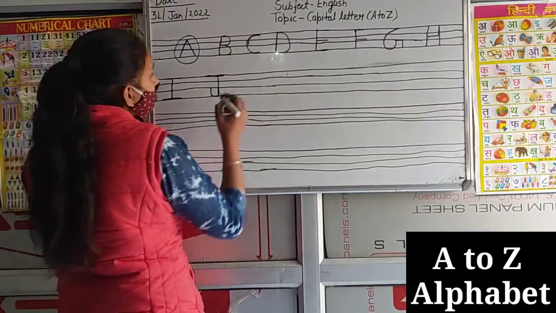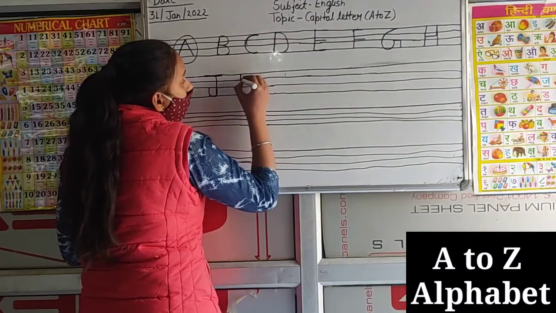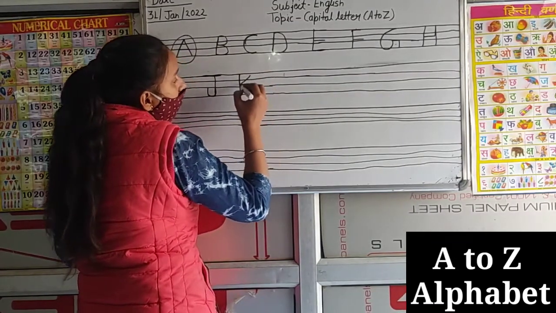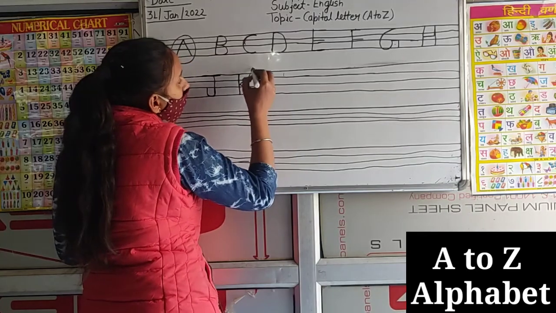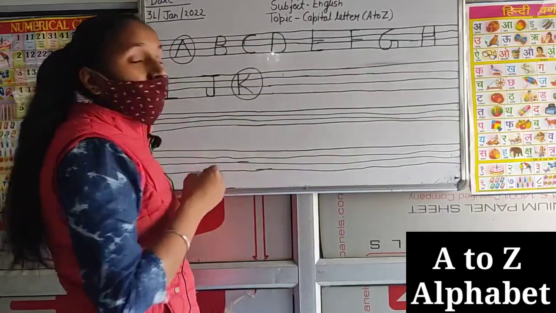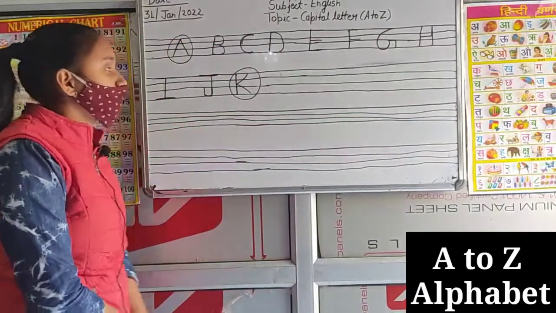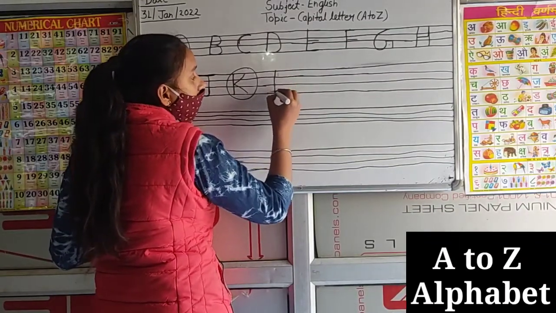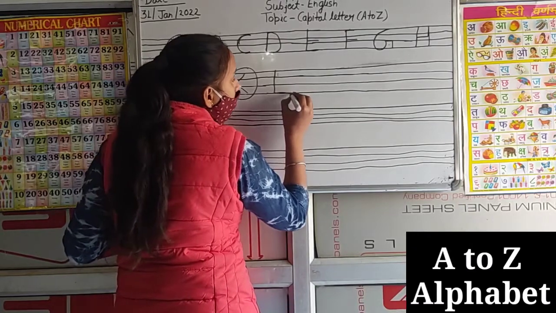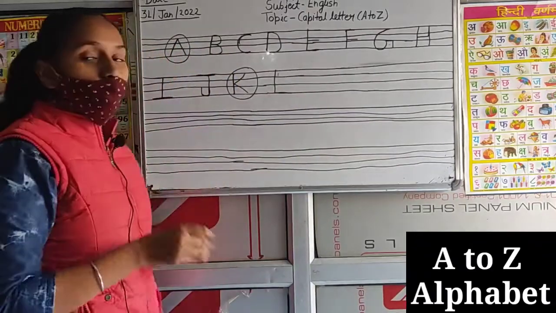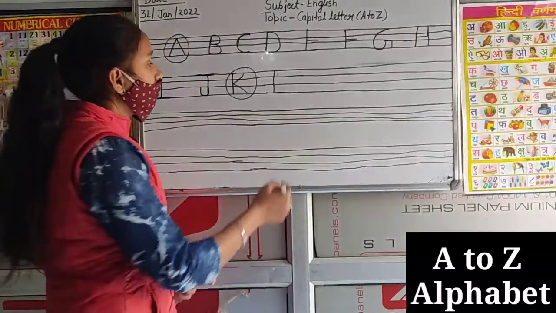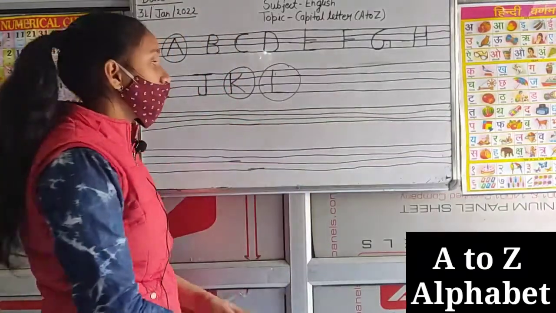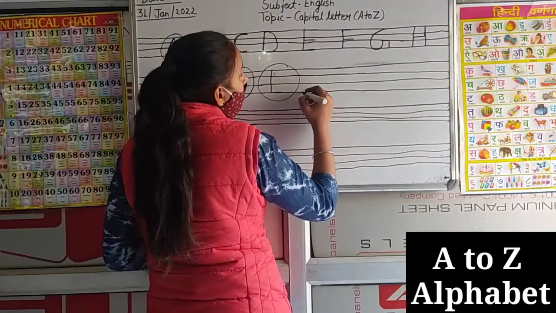And the next letter is K. One standing line and one vertical line and another vertical line. K. K for kite. And the next letter is L. One standing line and one sleeping line. L. L for lion.